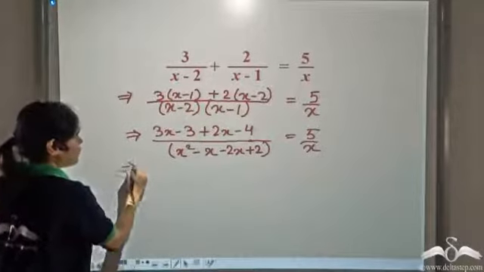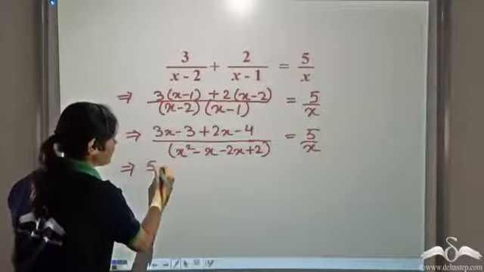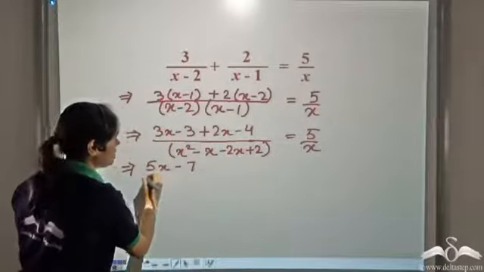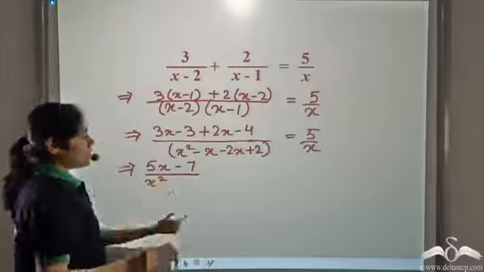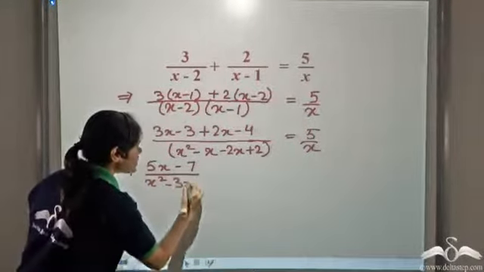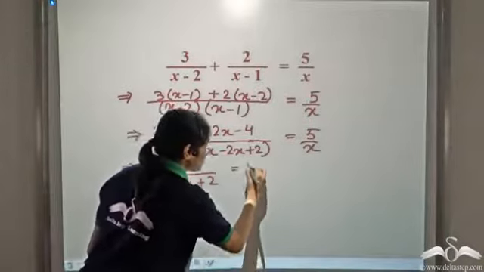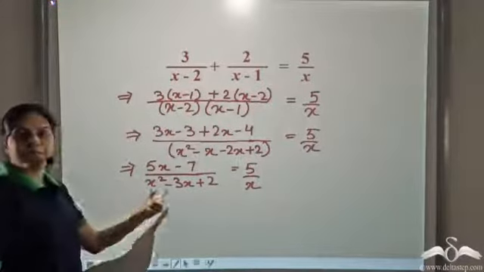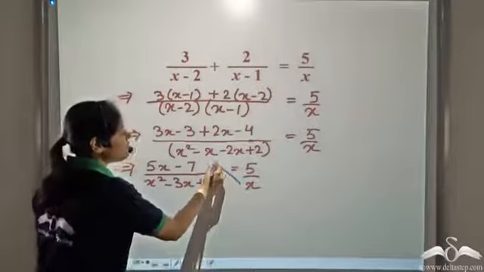Or 3x plus 2x is 5x. Negative 3, negative 4 is negative 7 by x square. Negative x, negative 2x is negative 3x plus 2 is equal to 5 by x. So now we have something by something is equal to something by something. So cross multiply.